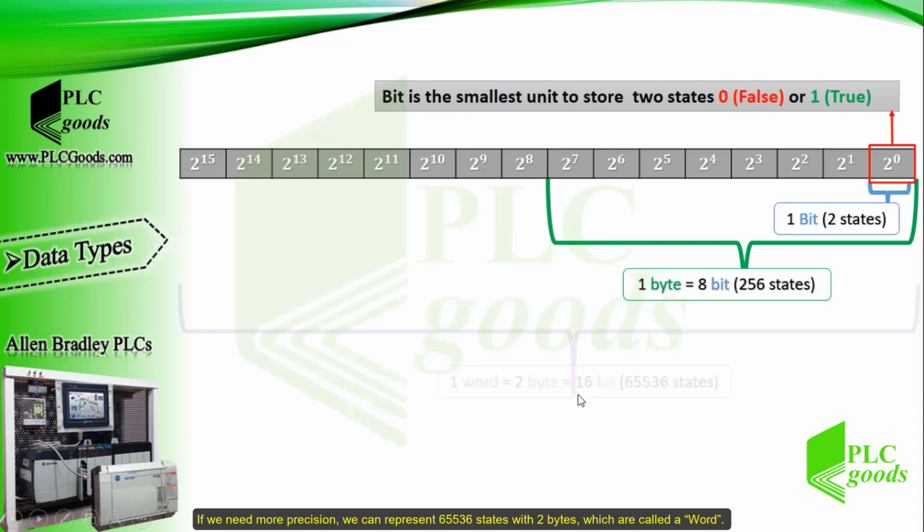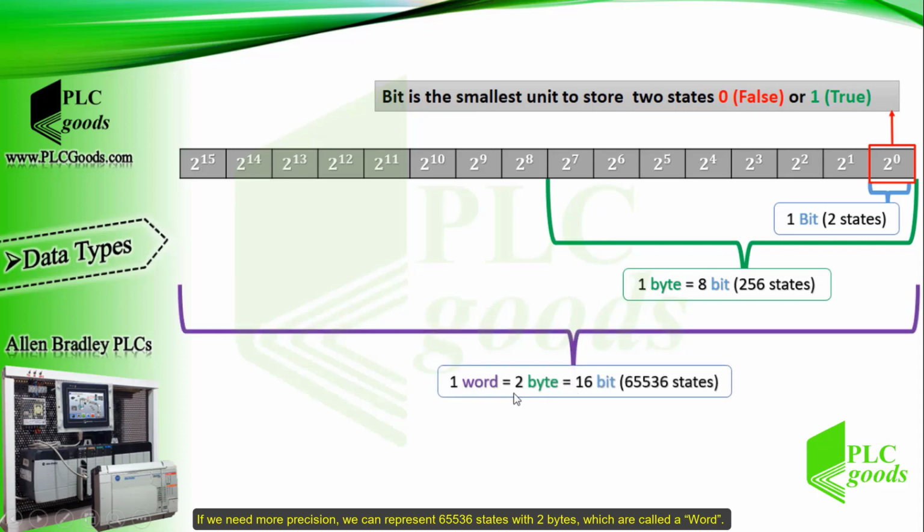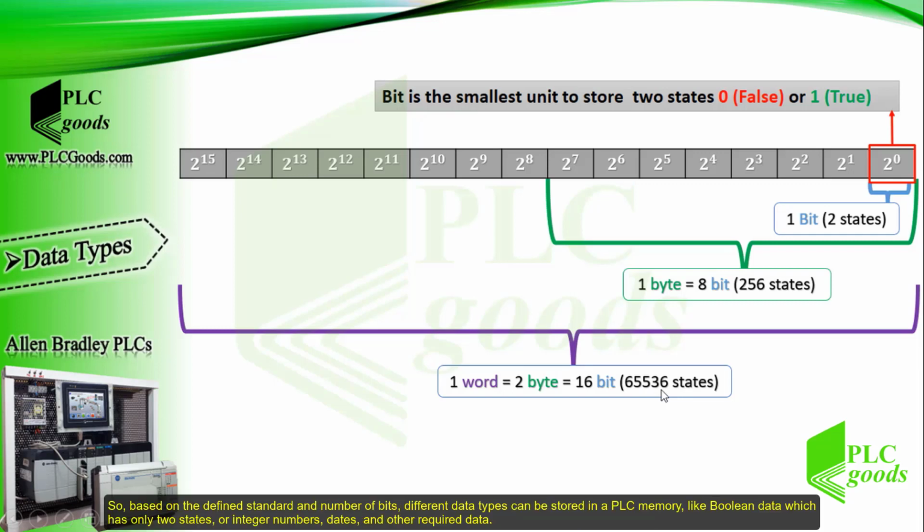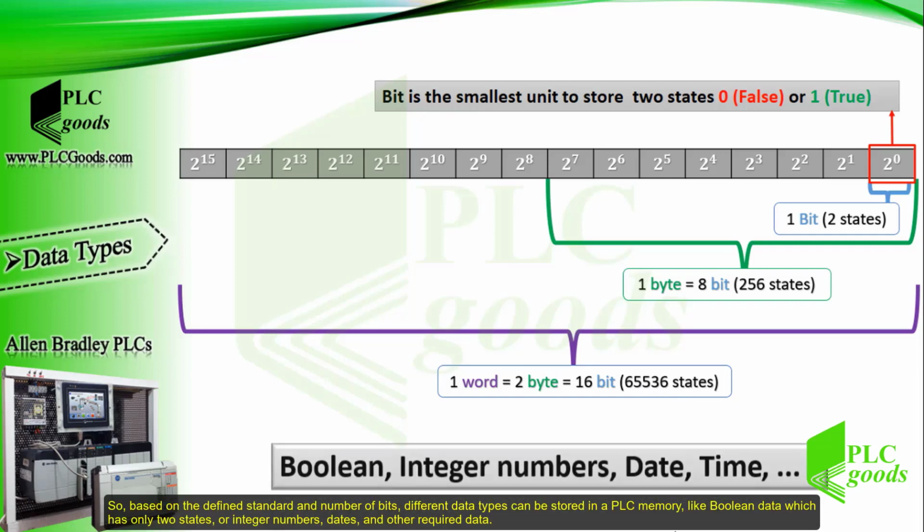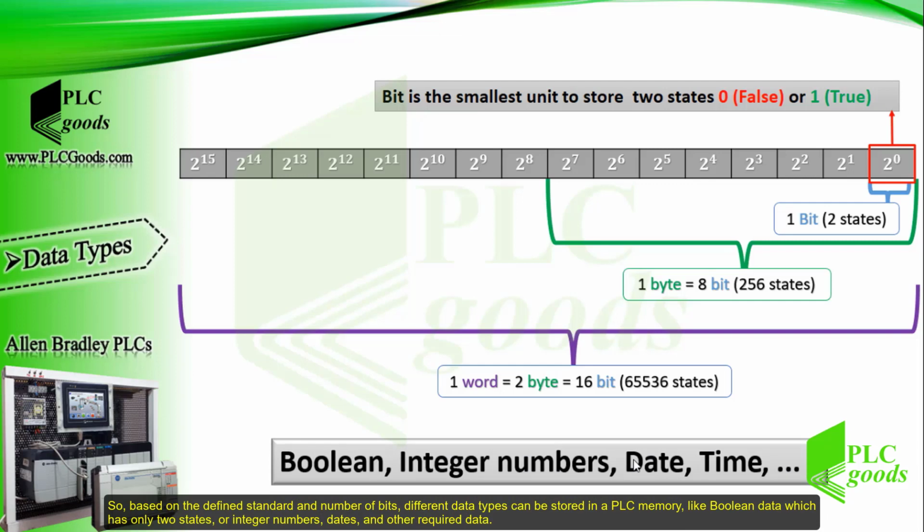If we need more precision, we can represent 65,536 states with 2 bytes, which are called a word. So based on the defined standard and number of bits, different data types can be stored in a PLC memory, like Boolean data, which has only 2 states, or integer numbers, dates, and other required data.